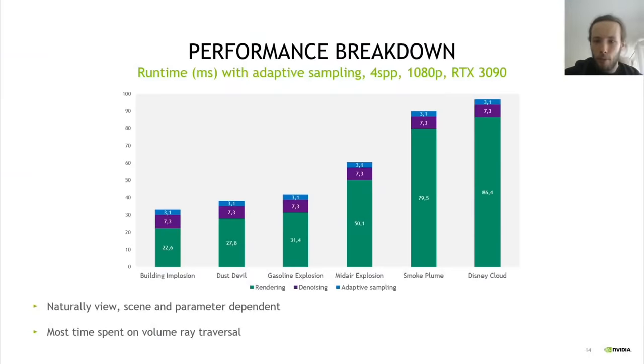So here's a small performance breakdown of the multiple scenes that we've tested. There's the actual volume path tracer in green, the denoising network in purple, and the adaptive sampling network in blue. Since the neural networks operate in screen space, their overhead is always constant, but the volume renderer is very scene and parameter dependent, as you can see here. If the complexity of the scene increases, the rendering times also increase, and most of the time is definitely spent on volume ray traversal. So that's the main bottleneck here. It's actually the rendering and not the neural networks.